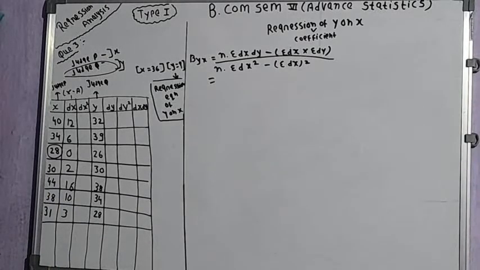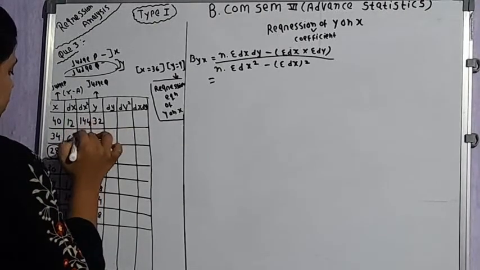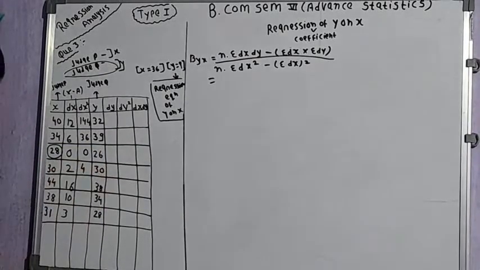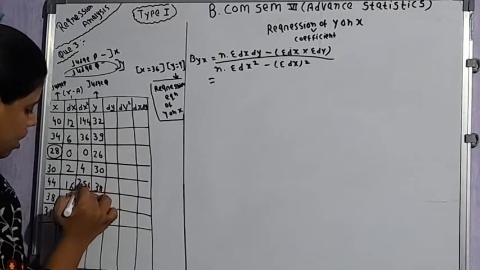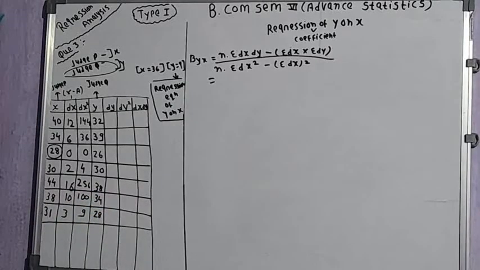What is the next step? We have to calculate the values to be put under the dx square column. How do we calculate it? Dx into dx. So in the first row it would be 12 into 12. It comes to 144. Then square of 6, 36. Square of 0, 0. Square of 2, 4. Square of 16, it comes to 256. Square of 10, 100. Square of 3, 9. This way we have completed the dx square column as well. We have taken this data from the question itself.